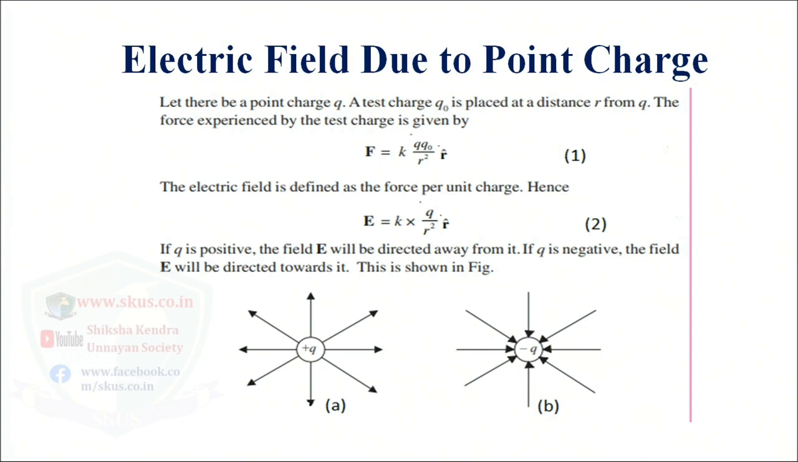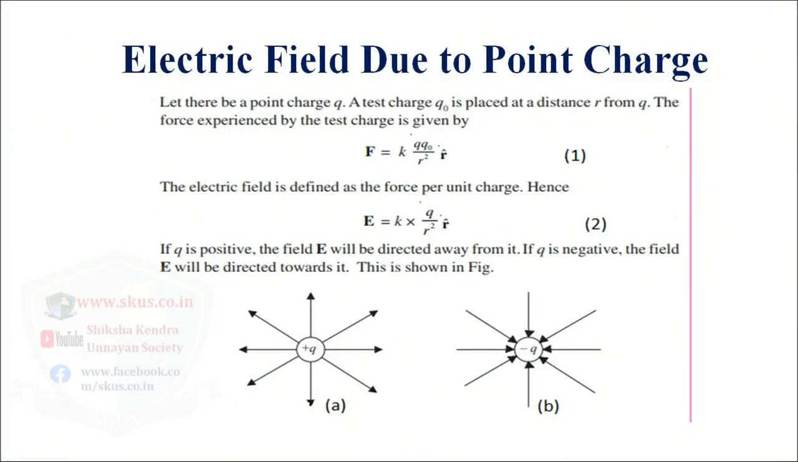So, now we will represent the electric lines of force due to a point charge. How the electric lines of force are depicted in the case of a positive and negative charge is shown in figures A and B. In the case of a positive charge, the electric field lines are radially outwards, whereas in the case of a negative charge, the electric field lines are radially inwards.